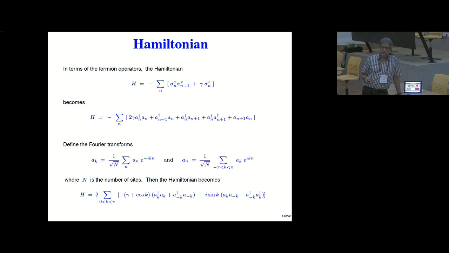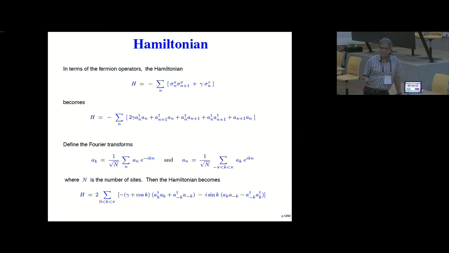Now we define the Fourier transforms like this, a_k, which is a sum over a_n e to the minus ikn, and this root n is for normalization. And this is the inverse Fourier transform. So in terms of this Fourier transform, the Hamiltonian becomes this. You notice that in this Hamiltonian, you have again two kinds of terms, a dagger k a_k, which is a number conserving quantity. It just counts the number of fermions with momentum k. And then a similar term for momentum minus k.